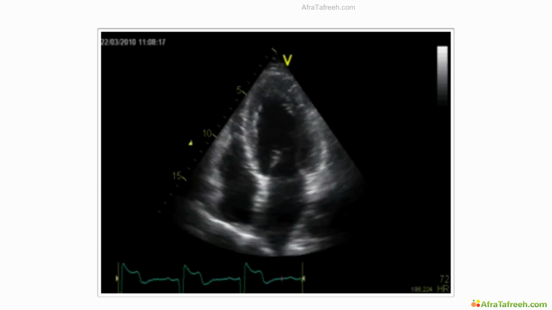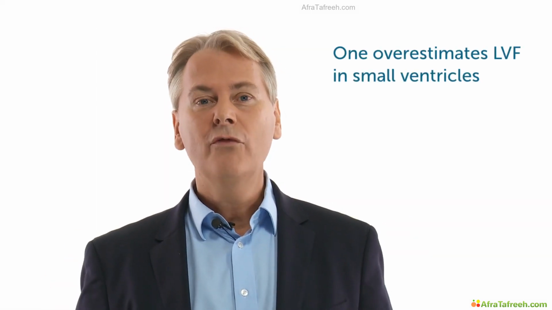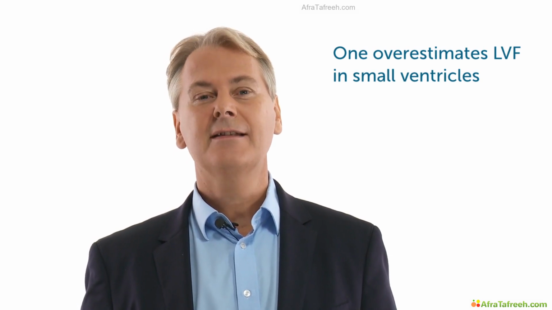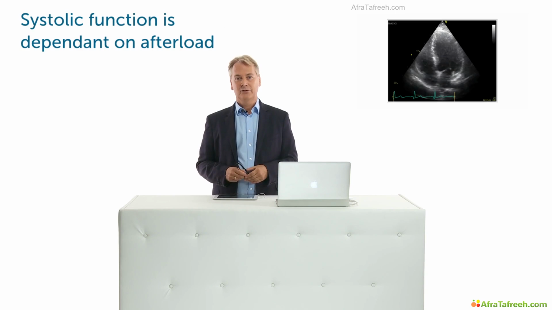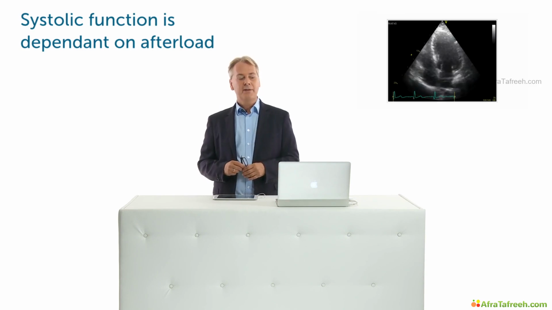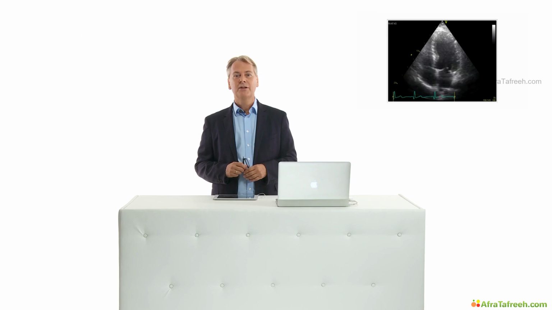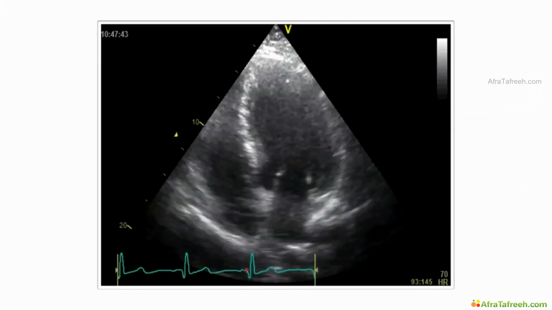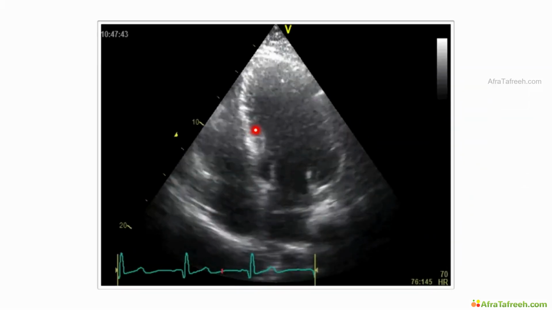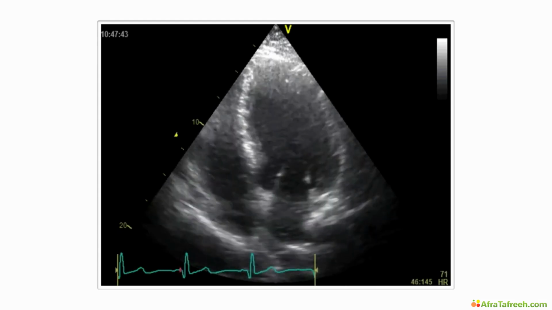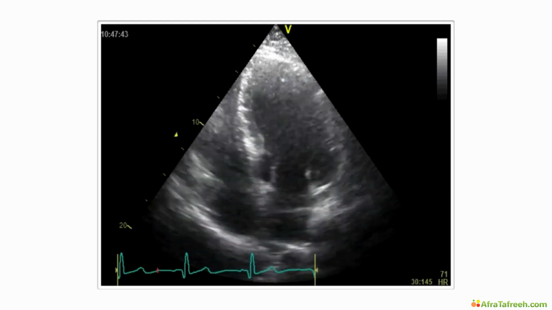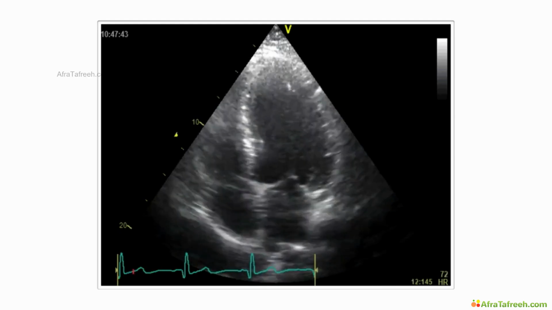Nevertheless, these patients can be very symptomatic because remember, you always tend to overestimate left ventricular function in the setting of a small ventricle. Remember, systolic function also depends on afterload, and blood pressure increases afterload. This example shows a patient who came into the emergency ward because he had pulmonary edema. A patient who was hypertensive, you see that there is left ventricular hypertrophy, and with acute rise in systolic blood pressure, his left ventricular function deteriorated further. And this led to pulmonary edema.